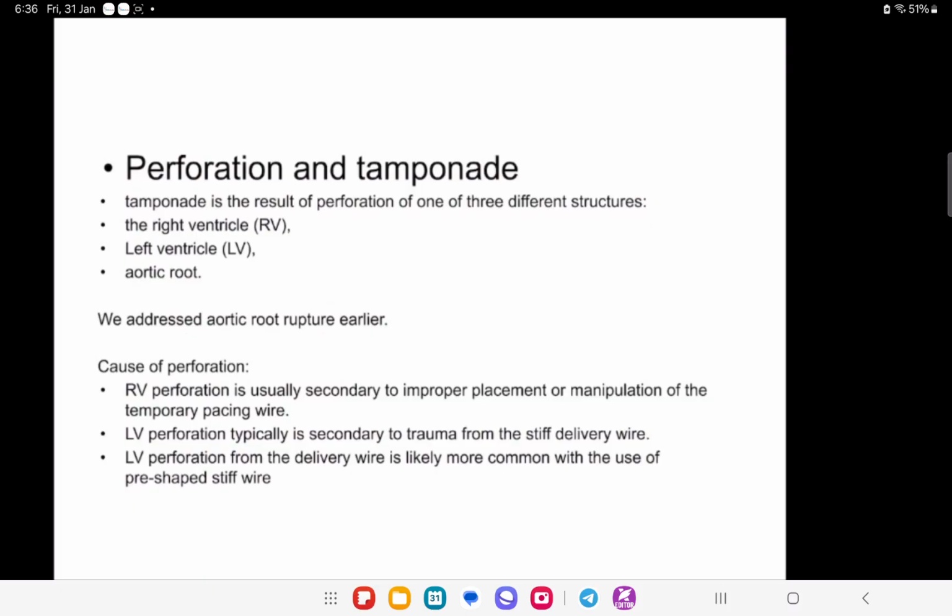Perforation and tamponade can result from perforation of one of three different structures: right ventricular, left ventricular, or the aortic root. We already addressed the aortic root rupture. The cause of right ventricular perforation is usually secondary to improper placement or manipulation of the temporary pacing wire, whereas LV perforation is due to trauma from the delivery wire and is likely more common with the use of pre-shaped stiff wire.